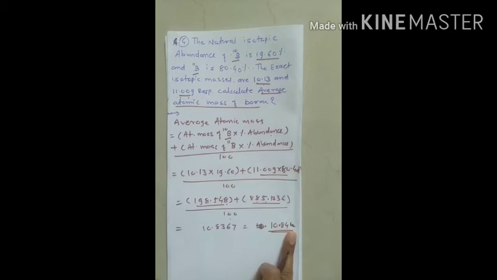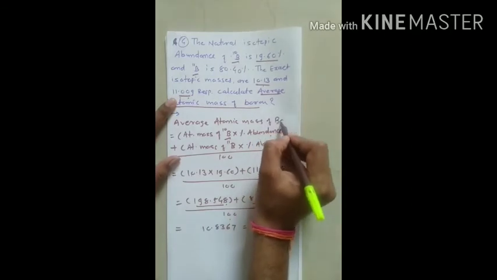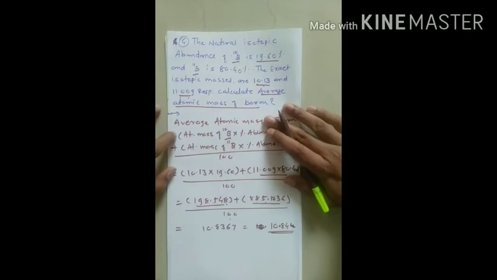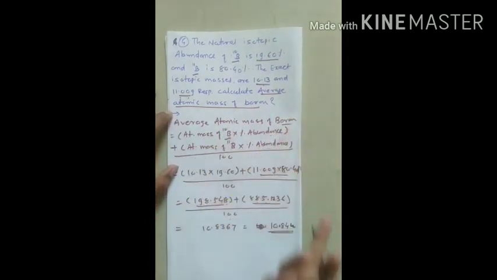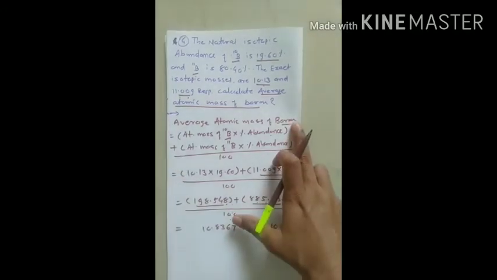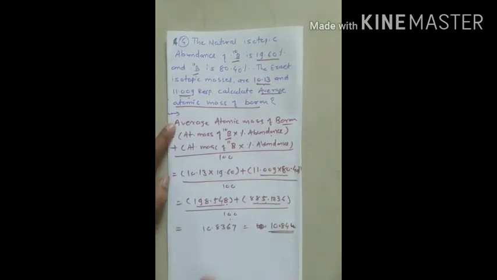So in this way you can calculate the average atomic mass of boron. Here you can write average atomic mass of boron. If it is not written here, this will be the general formula. As we are solving for boron, you have to write boron here. Whatever element is given in your question, you have to write the name of that element over here. So this is the proper way to solve this type of numerical.